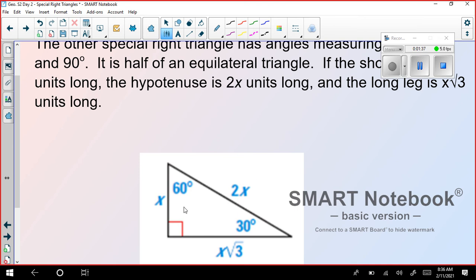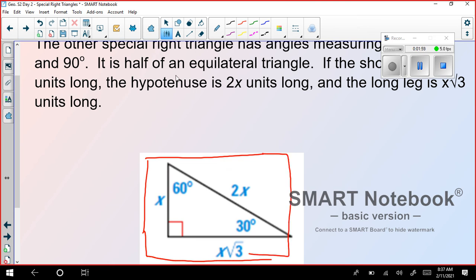If that happens, you will have one of the legs as x, the hypotenuse as 2x, and the other leg as x times root 3. So x, 2x and x times root 3. Please note this down. We will see a few problems based on this in the next minute or so.